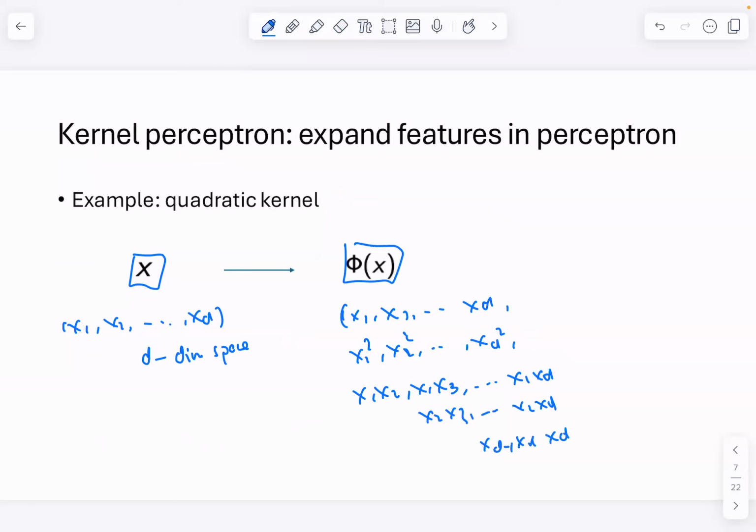So we'll have this many features in the new feature set. This is how we expand the original features in a quadratic manner. We call this the quadratic kernel.